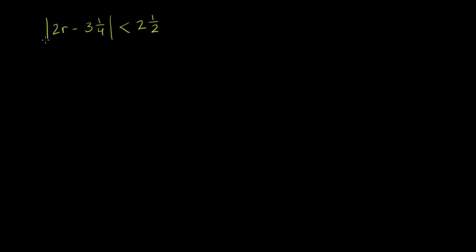We have the absolute value of 2r minus 3 1/4 is less than 2.5. And we want to solve for r. So right from the get-go, we have to deal with this absolute value.